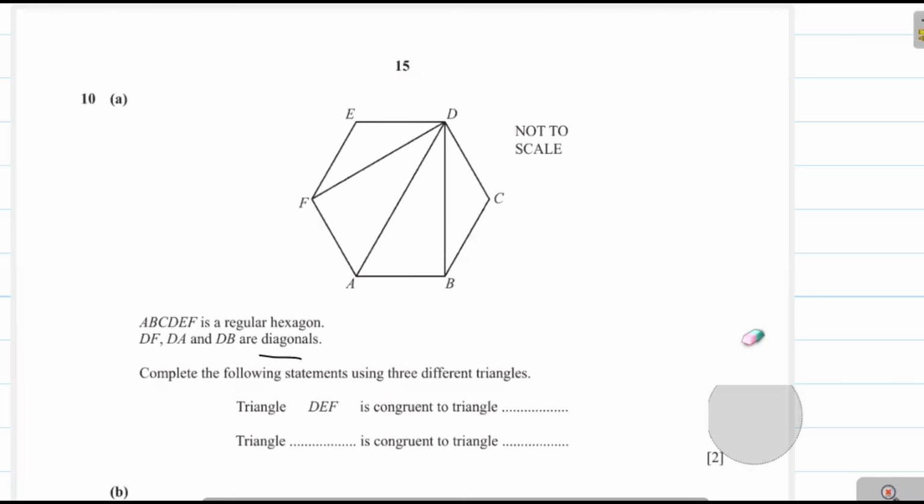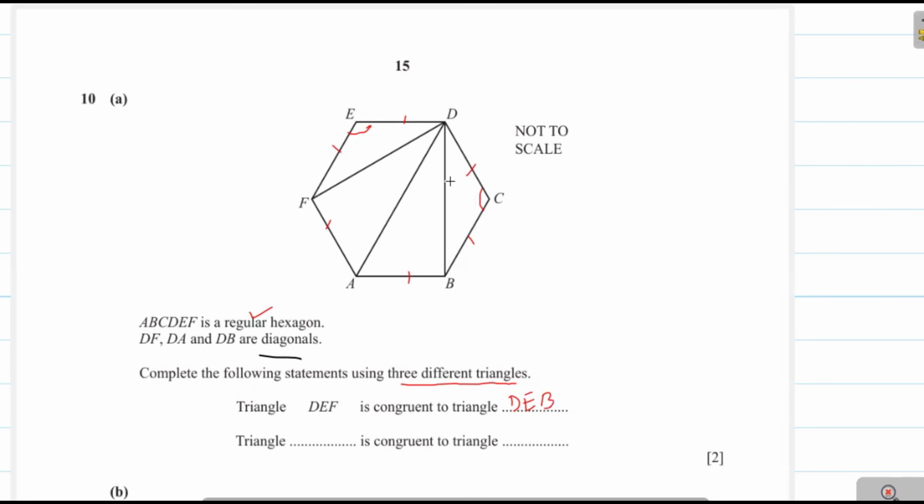This is the answer. Question number 10, part A. ABCDEF is a regular hexagon. DF, DA, AB, FB are diagonals. Complete the following statement using 3 triangles. You see here, this is the regular hexagon. Therefore, all sides will be equal, and each angle will also be the same. Now you see here the triangle DEF is congruent to triangle DCB.